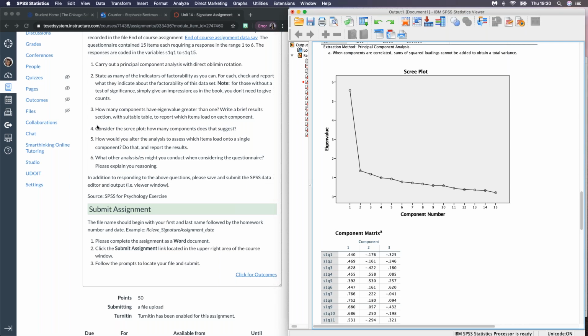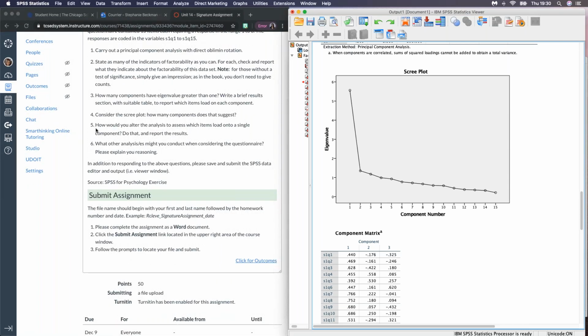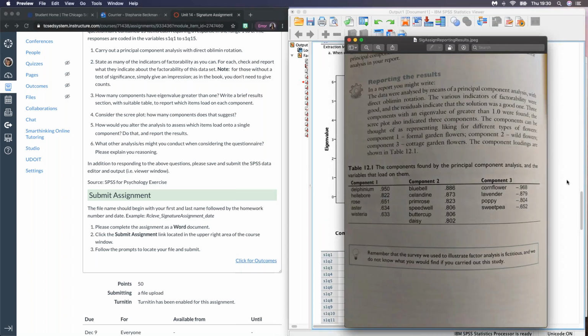Okay, so the next question takes us to the analysis and loading it onto a single component. What we just did with that table was loading onto 3 different components. We loaded these onto this, this onto this, and this onto this. Now it's asking us to load all of them onto a single component, or see if we can. So how would you alter the analysis to assess which items load onto a single component?